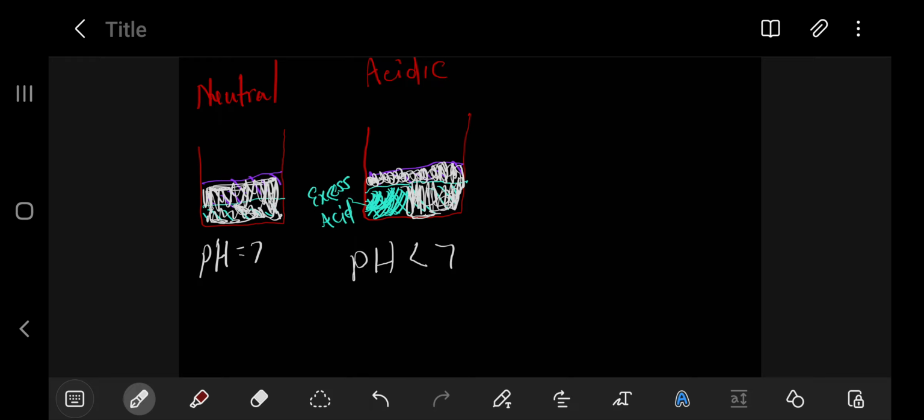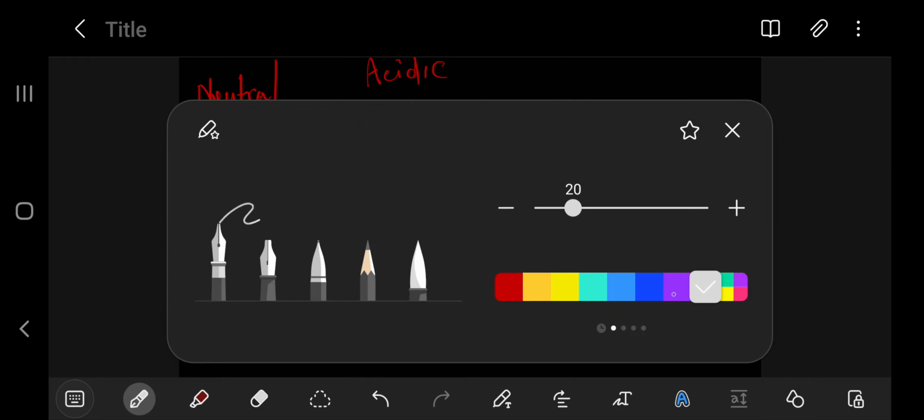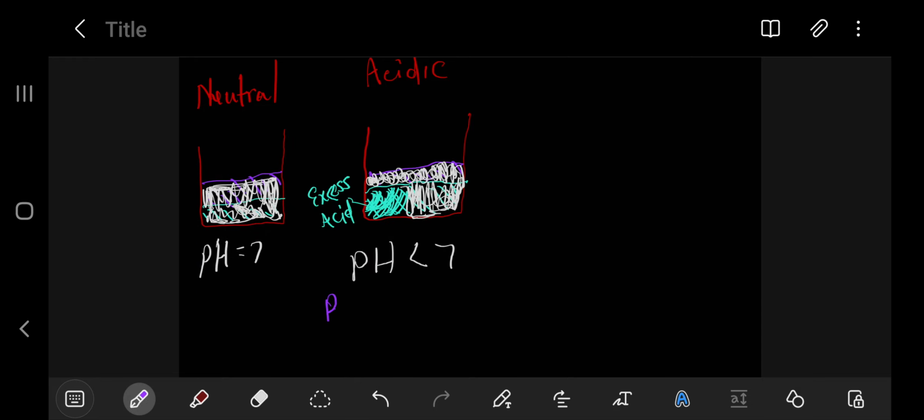then it means we have an excess of the acid. But what conclusion can we make about the base? So in this case, the base is the limiting reagent. The base is the limiting reagent. It gets consumed completely. So it means if the base is the limiting reagent, the resulting solution will be acidic because the acid is in excess.